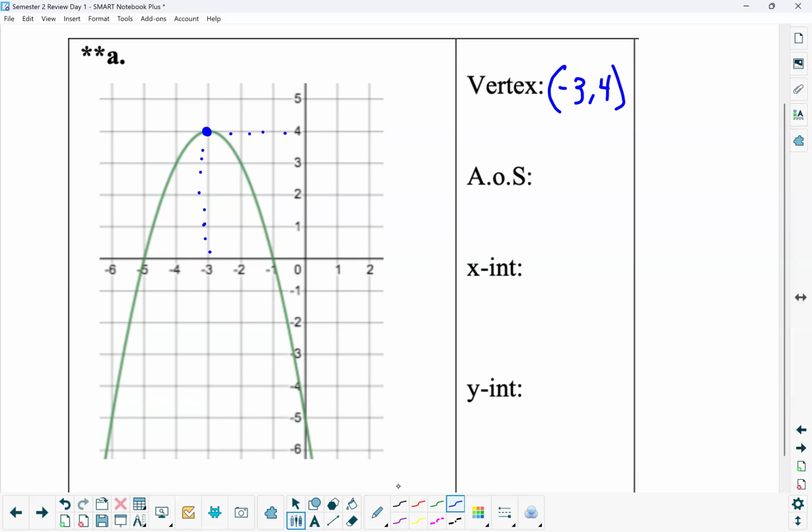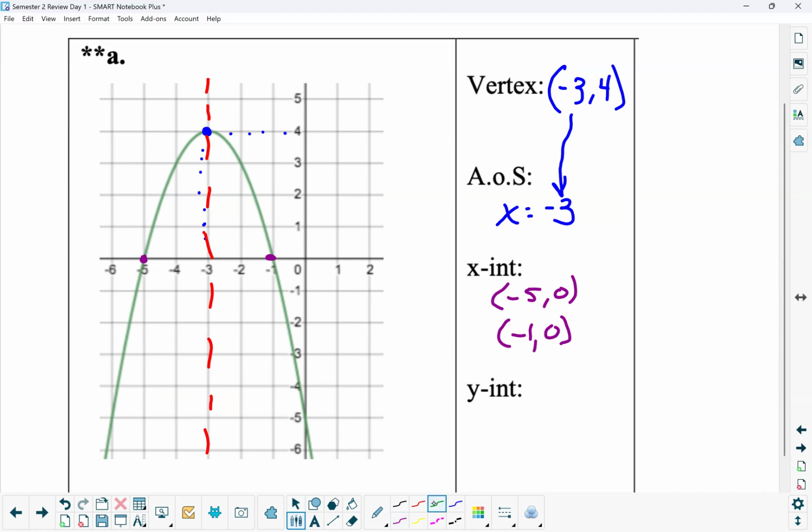The axis of symmetry is the vertical line that goes right through the vertex. Its equation is always x equals the x coordinate of the vertex. So that -3 just gets repeated. Our x-intercepts: we have an x-intercept at -5, 0. We have another x-intercept at -1, 0. And our y-intercept way down here, 0, -5.